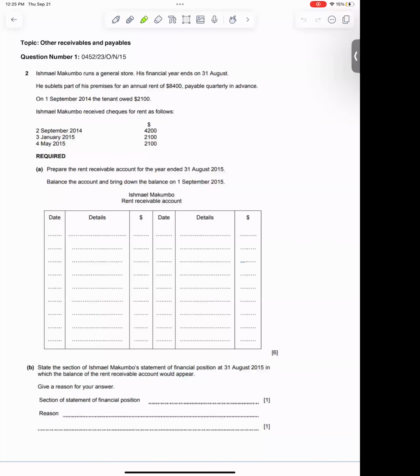Hello. We are doing sums that are related to other receivables and payables. It's a very beautiful topic and a very important topic. Let's read the sum.